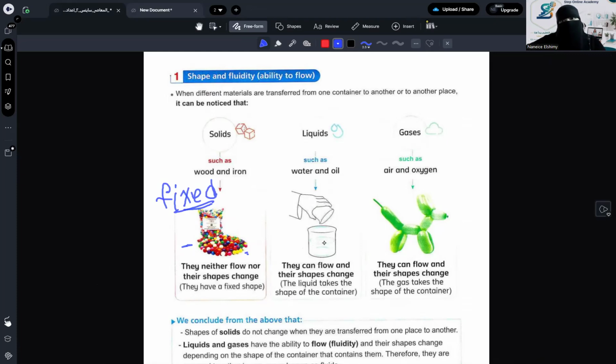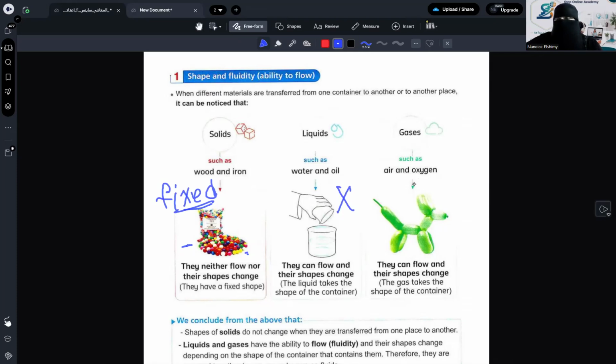If you put it in a bottle, it will take the shape of the bottle. So it changes its shape according to the liquid inside, according to the bottle it is in, or the cup, or whatever. So the container, it takes the shape of the container. Okay, so here it doesn't have a fixed shape.